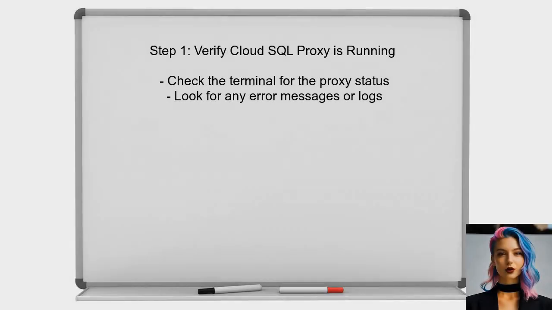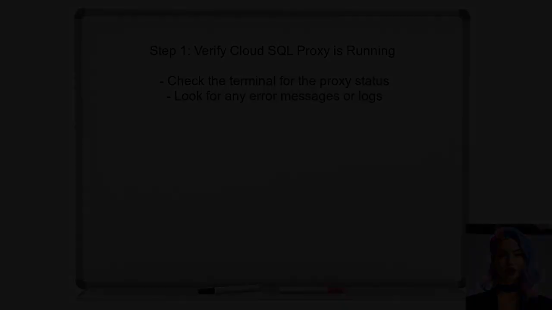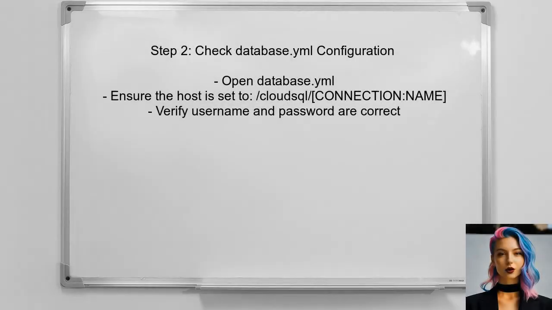To begin resolving the connection issue, the user should first verify that the Cloud SQL proxy is running correctly. This can be done by checking the terminal where the proxy is executed for any error messages. Next, the user should ensure that the database configuration in the Rails application is correct. Specifically, they need to confirm that the host in the database.yml file is set to the correct connection name.